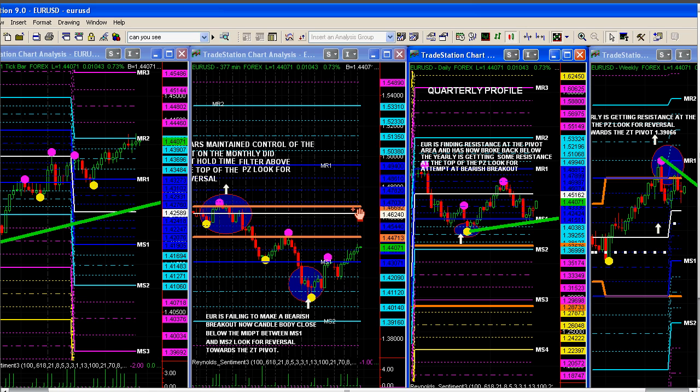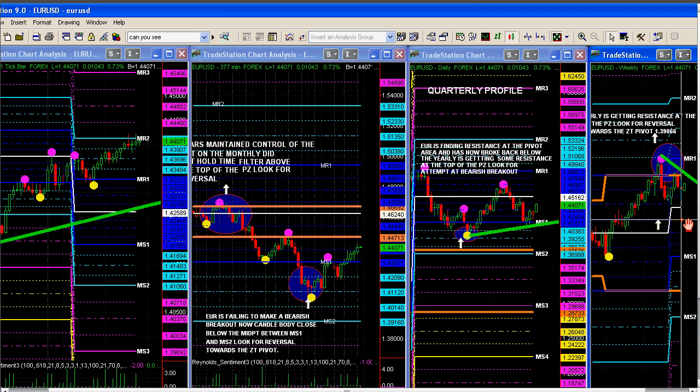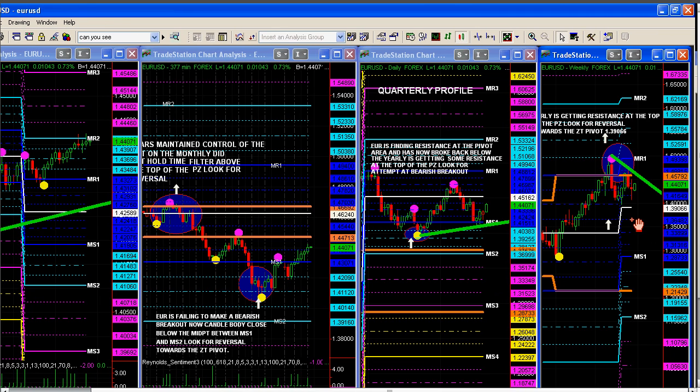Somewhere in that area is where we're going to get the major resistance kicking back in, which will take you up to the high of the prior week candle over here on your yearly profile. If we take out the high of the prior week on the yearly profile, then this market is attempting to make another bullish breakout here on the year. We'll have to get above the top of the PZ, but that could take us back up to the 149 area, depending on whether or not it can get above the top of the persistence zone here on the monthly profile, hold the time filter above it, and the bulls take control of the market on the month.